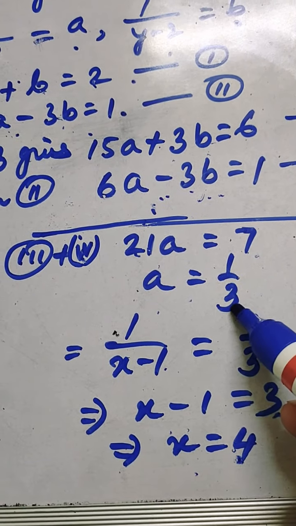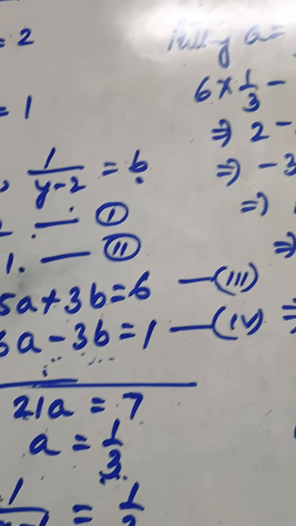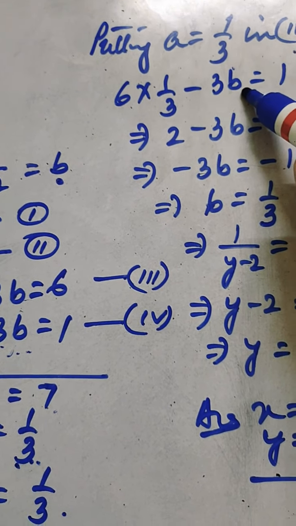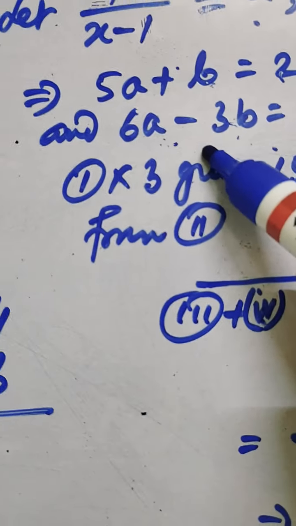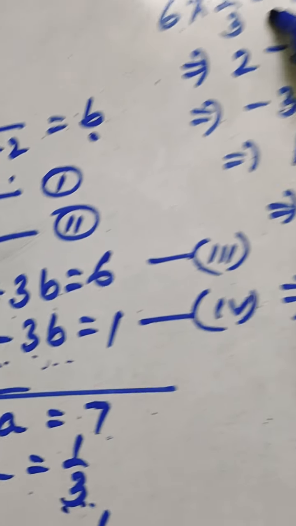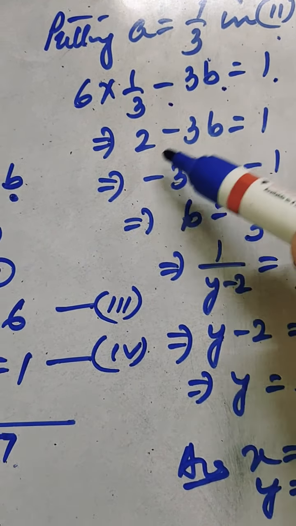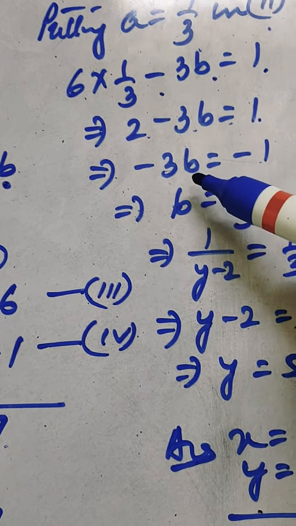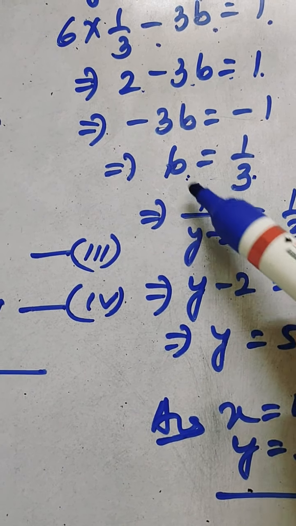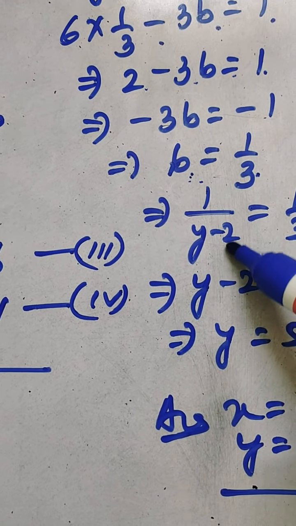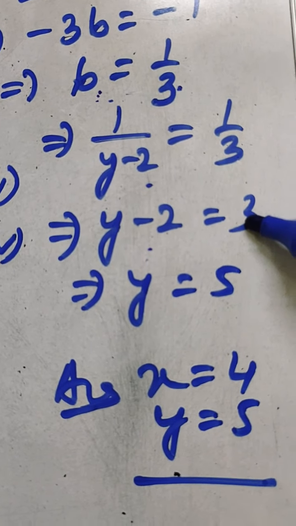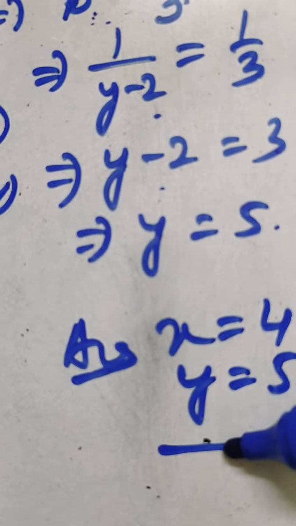Then what you do, a equal to 1 by 3 we got. So we will substitute the value of a in equation 2. That means this is your equation 2. So a value you got 1 by 3, we wrote 6 into 1 by 3 minus 3b equal to 1. That gives you here 2 minus 3b equal to 1, and then after calculating we are getting b equal to 1 by 3. So we are again replacing b now by 1 by y minus 2. So that is this, and then you take the reciprocal, y minus 2 equal to 3, then y equal to 5, then write the answer nicely.